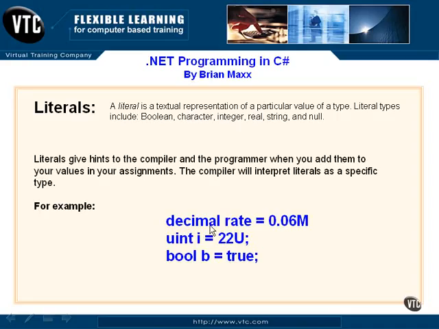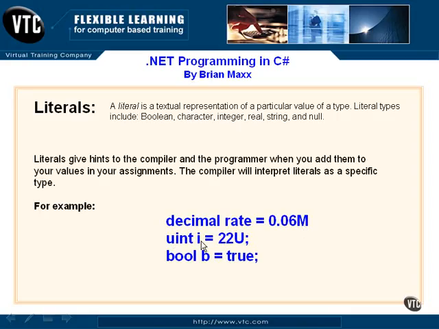A decimal type, rate is the variable, is equal to 0.06 capital M. Well, that looks strange, but what it's saying is that for this to be a decimal, capital M is the literal that's added to this value here that's going to force this to be a decimal value. It looks strange because it's an M, but that's because the D is already taken for double. So, moving forward, I'll tell you about that in a minute.